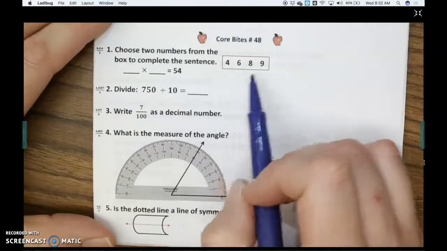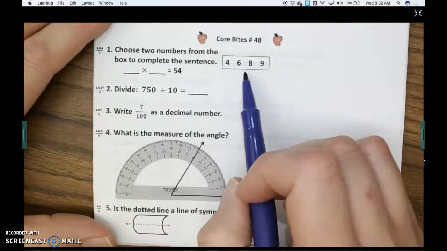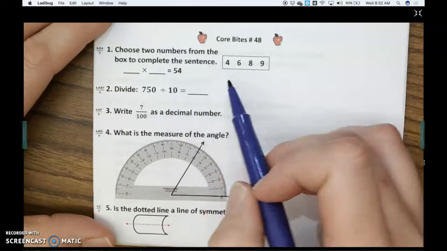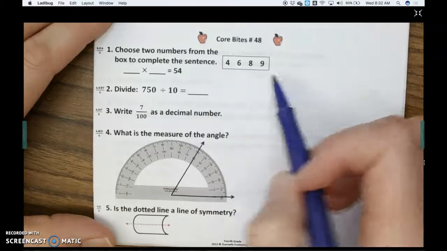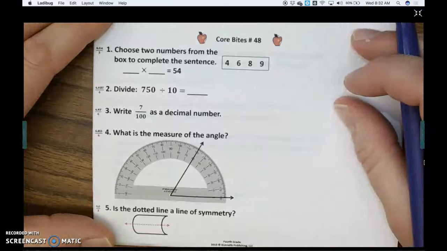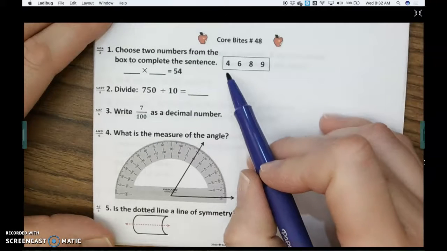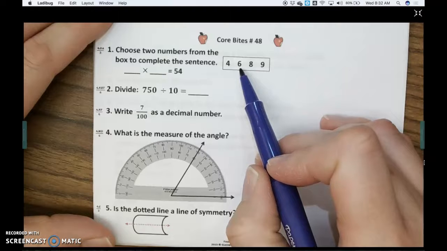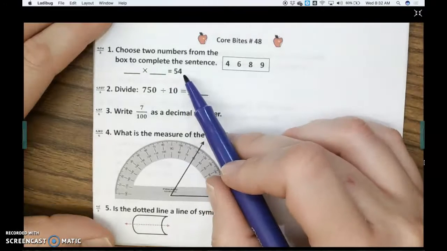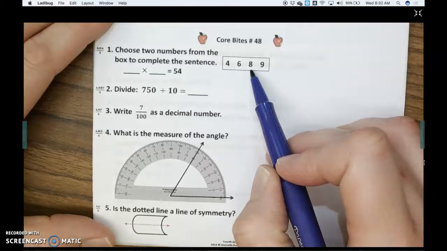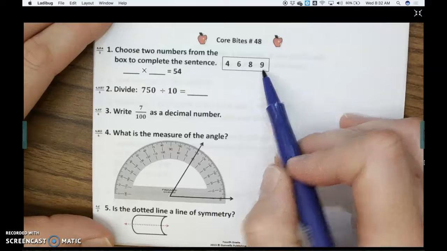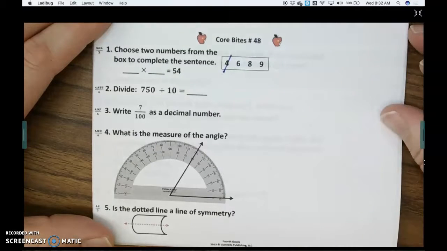So all you're trying to do is find which 2 numbers in any order, because remember, it's commutative. You can flip them around. Which numbers you can multiply together to give you 54. So, 4 times 6 is 24. Not even close. 4 times 8 is 32. 4 times 9 would be 36. So there's no way the 4 could work.